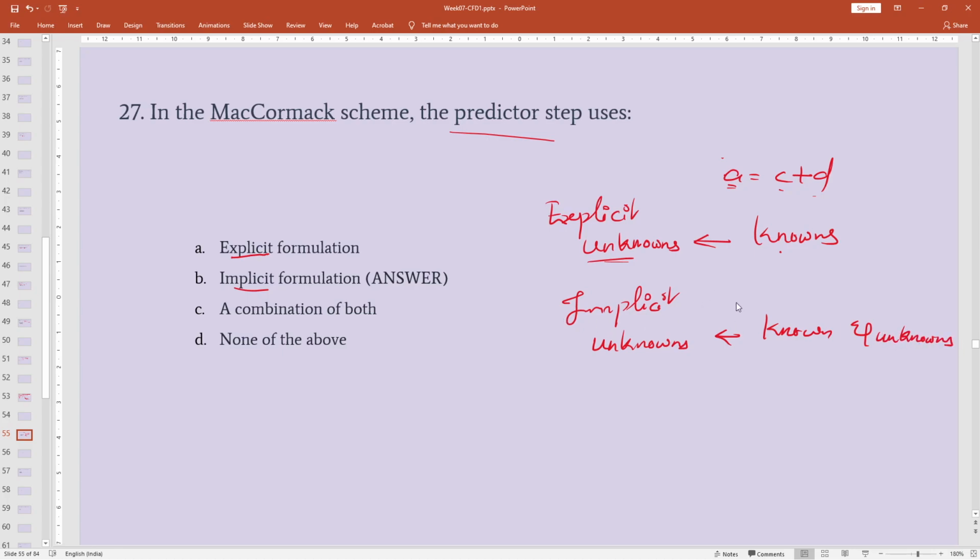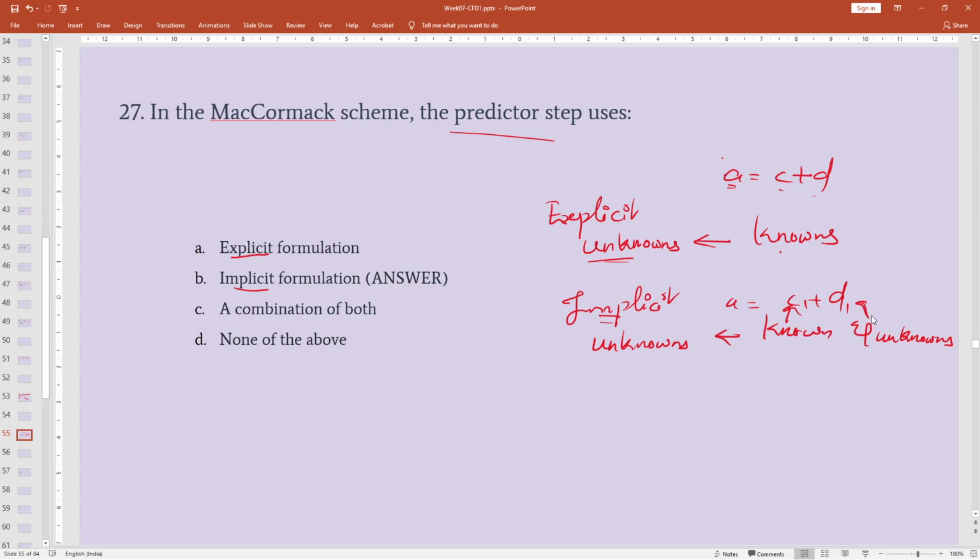Suppose here again day is equal to C plus D. So suppose C1 and D1. Here this C1 may be known, D1 may not be known. So here we may have to go for a system. We can only solve it either by system of equations or iterative methods. Such a method is called implicit. So if we are going for an iterative method, then we have done it.